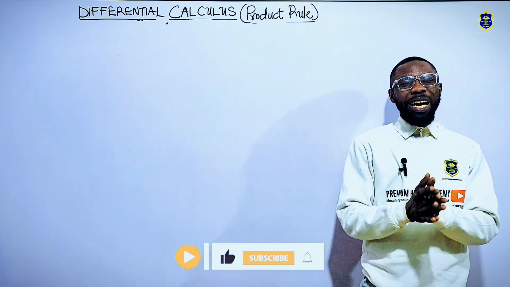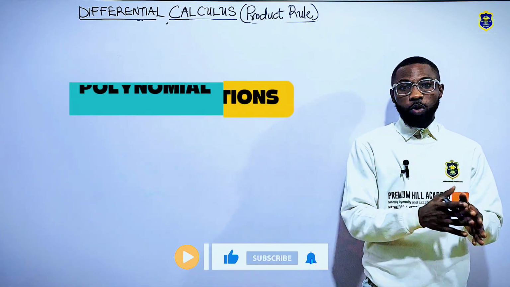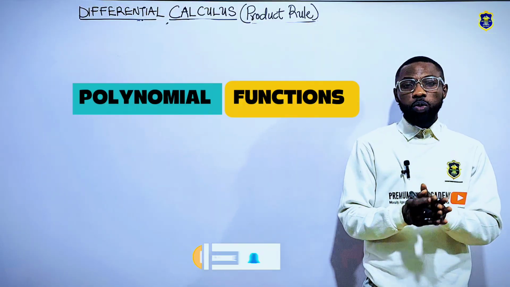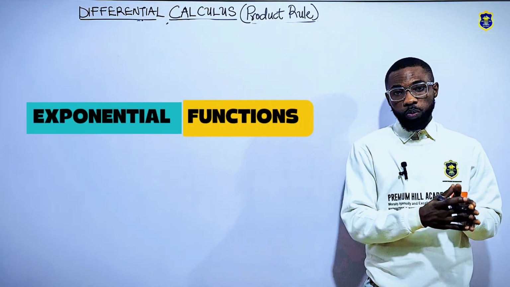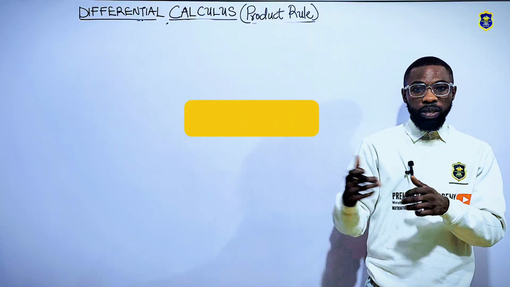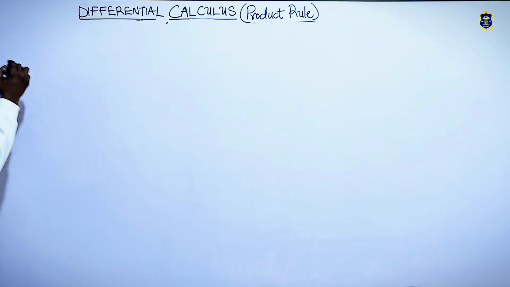Alright guys, so having gone through the first part of product rules, we looked at polynomial functions of product rule. We've also looked at trigonometric functions as well as exponential functions on product rule. Let's look at the more advanced kind of product rule that we have. Now for the first part, we looked at product rule.